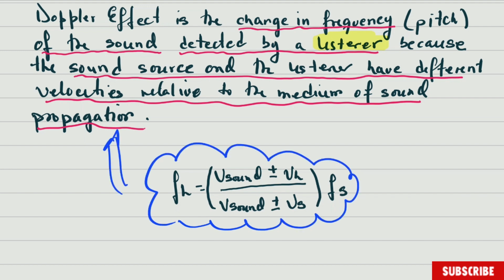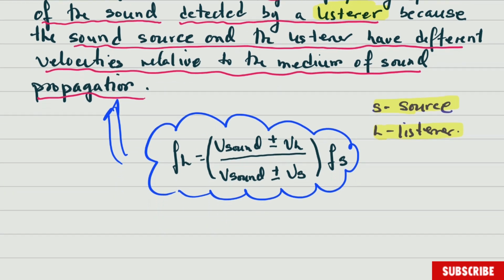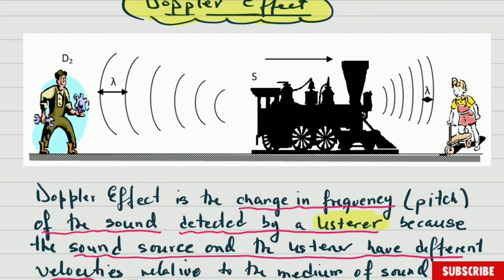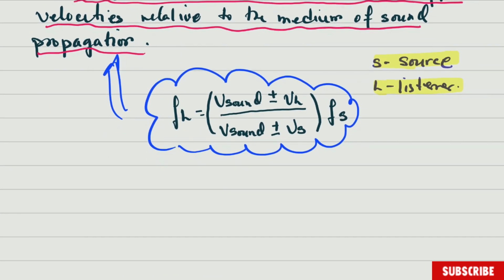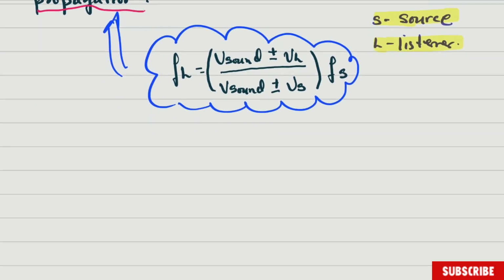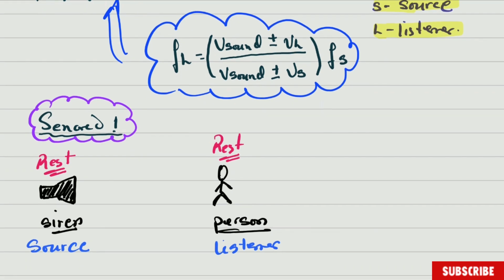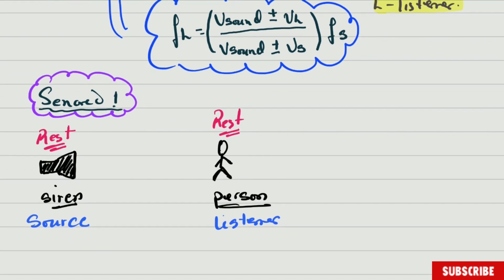So now here we have a source and we have the listener. We have to remember that one is important. S is for source, L is for listener or detector. This is the formula, and now we're going to be looking at all the possible ways how this can be a thing.